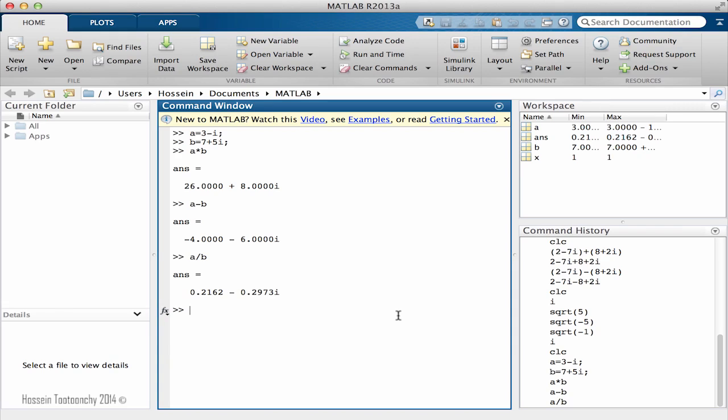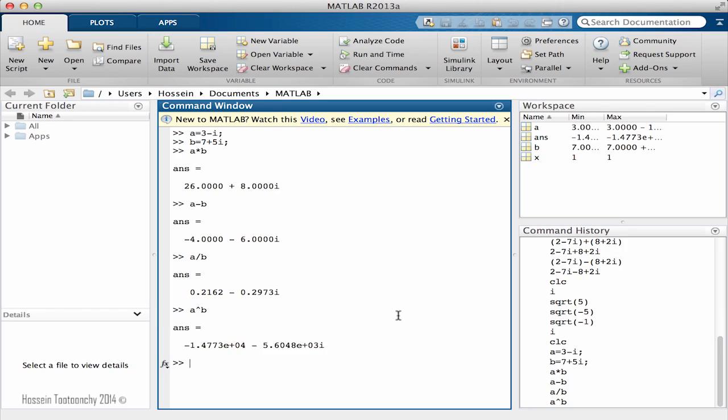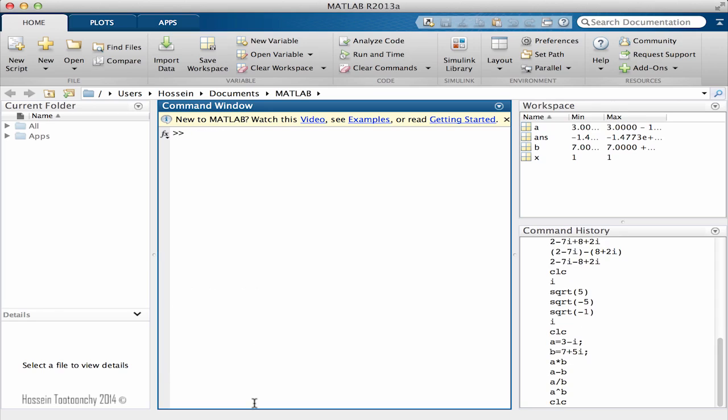Something which might be new is a raised to the power b. If you hit enter, you see that MATLAB can also calculate it without any problem, and it's well equipped with different functions for you, so you can try out different modes. Let me clear up the screen, and now we're going to investigate new functions to deal with complex numbers.